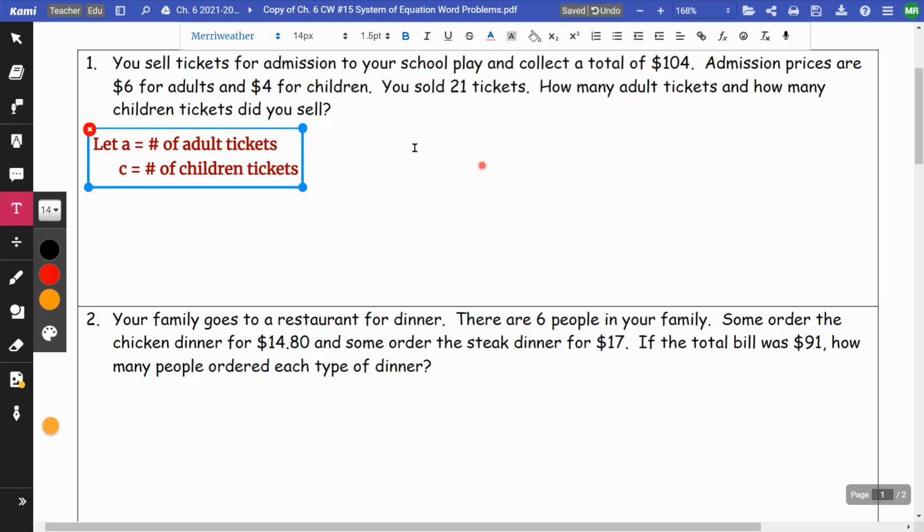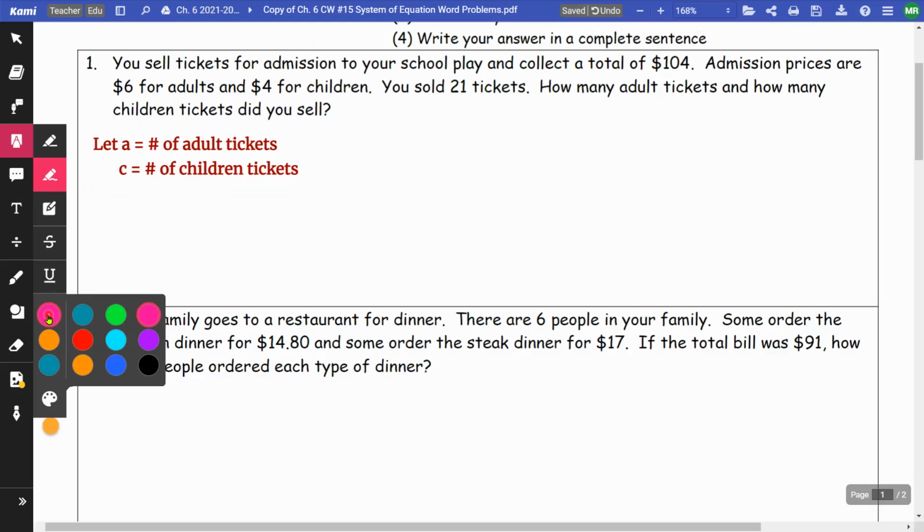Okay, and then I'm going to write two equations. So one equation is going to be dealing with that they collected a total of $104. Each of the adult tickets cost $6 and the children tickets $4. So we're going to write an equation for that. We also have that we sold 21 tickets total. So that's going to be a second equation.